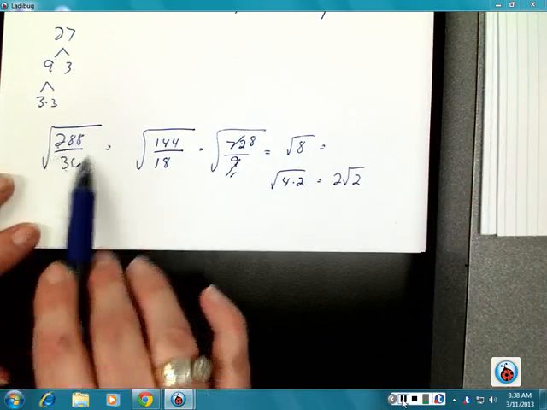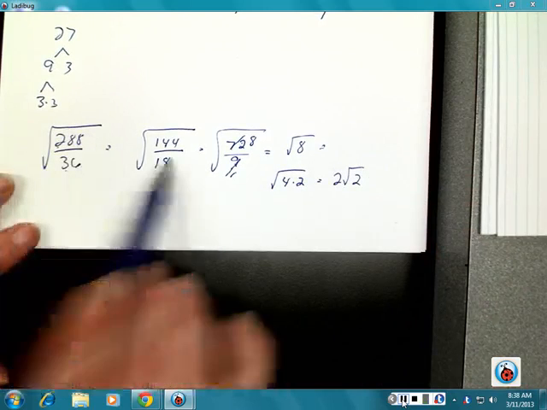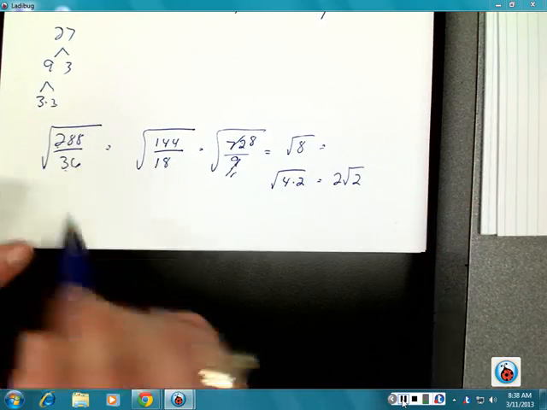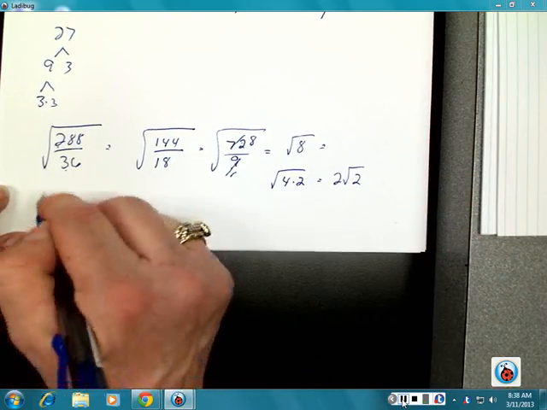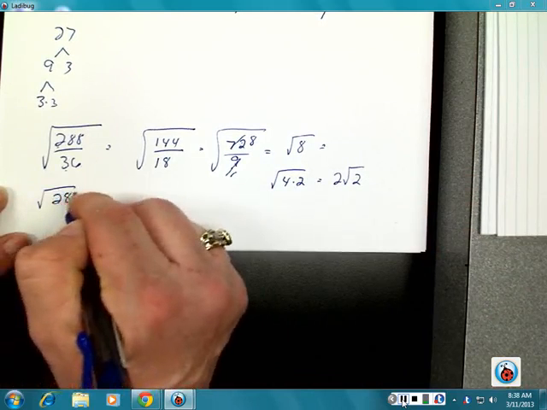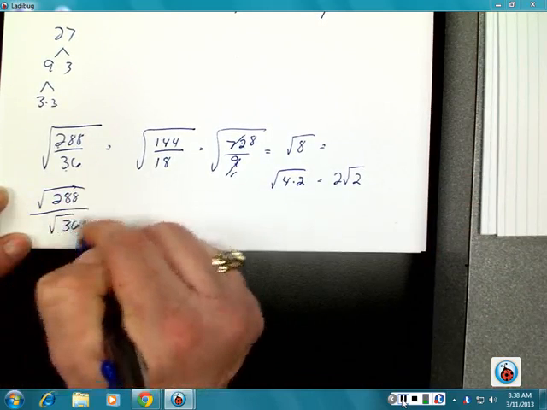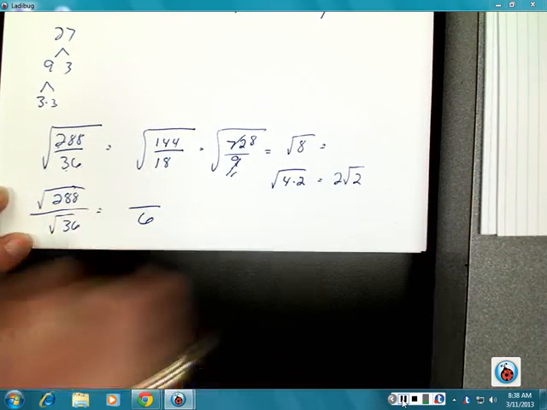Now if you didn't reduce it right here, let's say you worked through the whole thing, you would end up taking the square root of 288 over the square root of 36. Square root of 36 is 6.